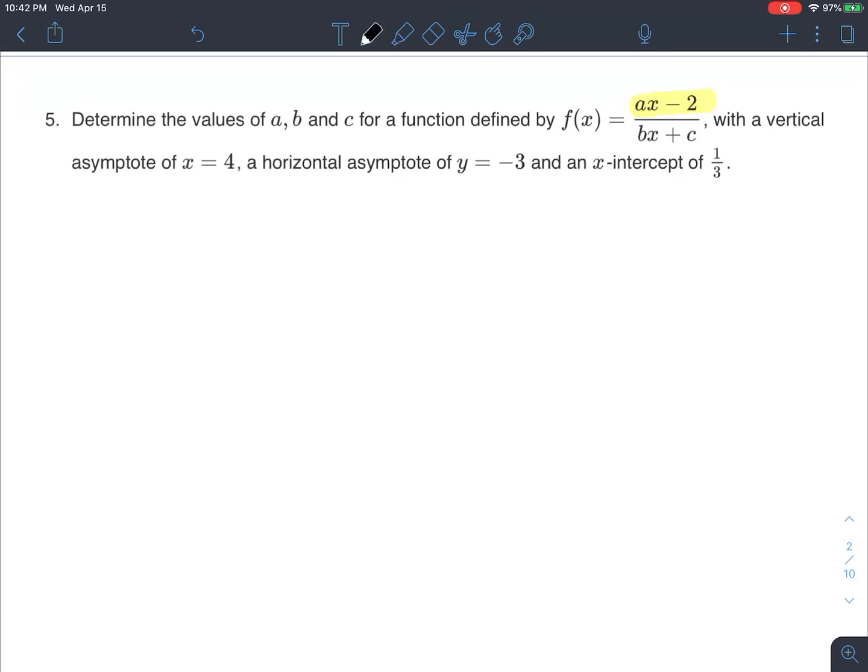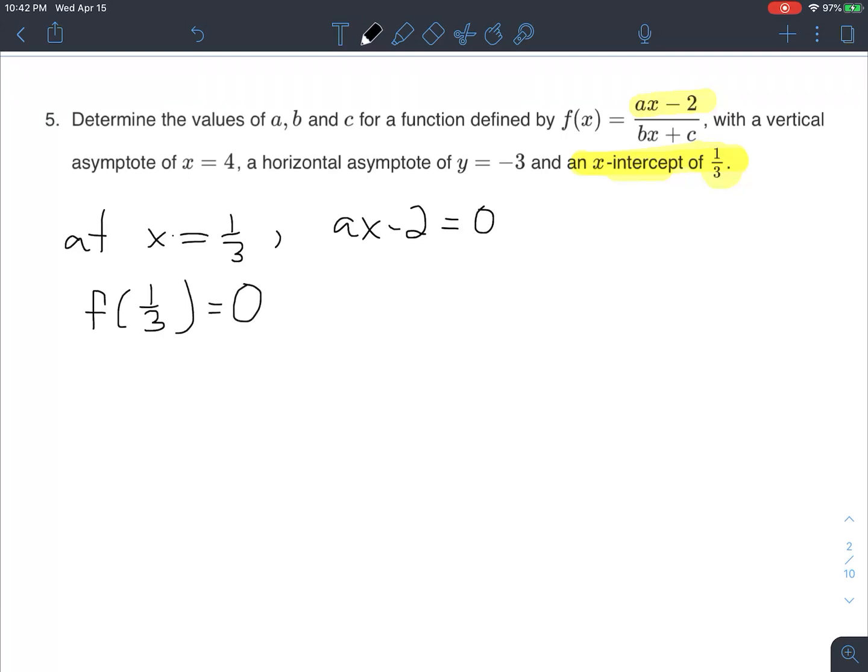We know that we need that to happen at 1/3. So when x is equal to 1/3, we want ax minus 2 to equal 0, because when x is 1/3, we want f of x to equal 0. Another way of saying that is f of 1/3 has to equal 0 for it to be a 0. Okay, so we know that the top has to be the part that equals 0.